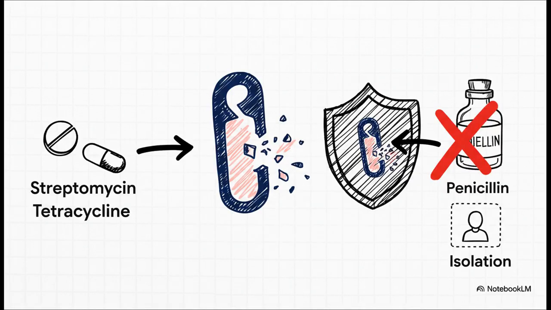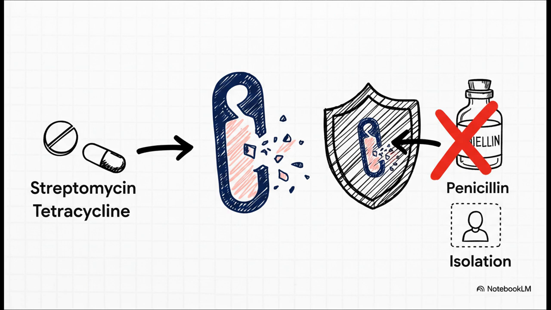Once you've got a positive ID, the response has to be fast. Our go-to weapons are heavy-duty antibiotics like streptomycin and tetracycline. But here's a critical detail, a real curveball. Yersinia pestis is completely resistant to penicillin. It just doesn't work. Knowing that one fact is absolutely vital for saving lives.